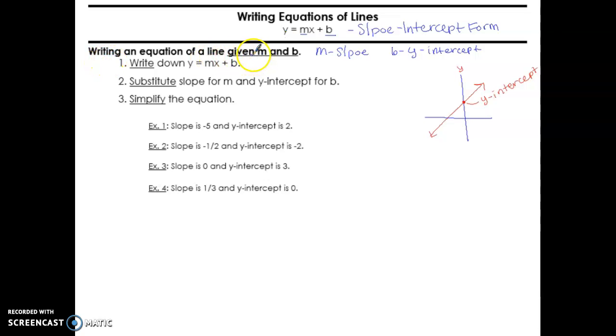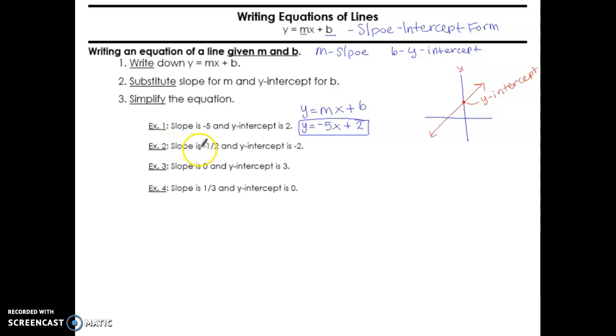So if we're given our m and our b, so our slope and our y-intercept, let's follow the steps. Write down your y is equal to mx plus b equation. Step 2 says substitute slope for m and y-intercept for b. So m is our slope, -5, so y is equal to -5 times x. And y-intercept is 2, so plus 2. Simplify the equation. Well, can't do anything about that here. We're all good to go. So this is my answer for number 1.